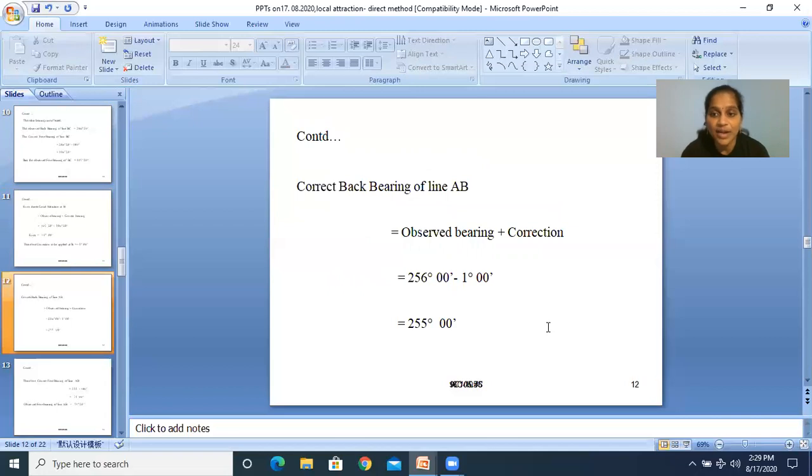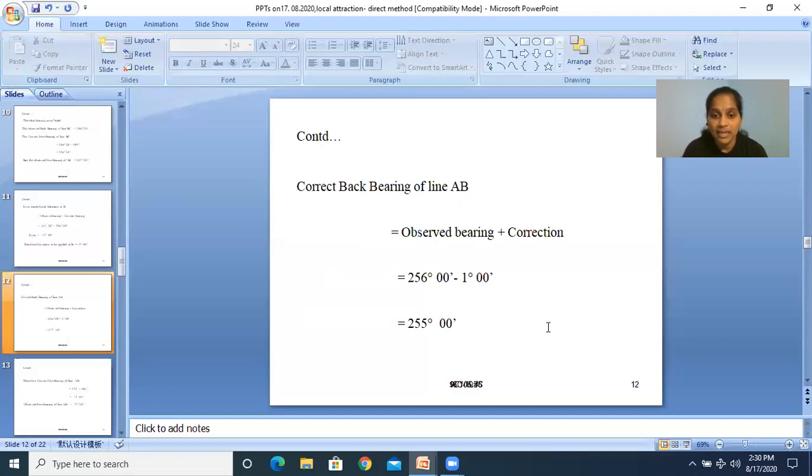Then correct back bearing of AB line. So correct back bearing of AB line is equal to observed back bearing of AB line plus correction. The observed back bearing of AB line is 256 degrees minus 1 degree, because our correction is negative. That's why we have to add minus 1 degree, so that it gives 255 degrees. That is the correct back bearing of AB line.